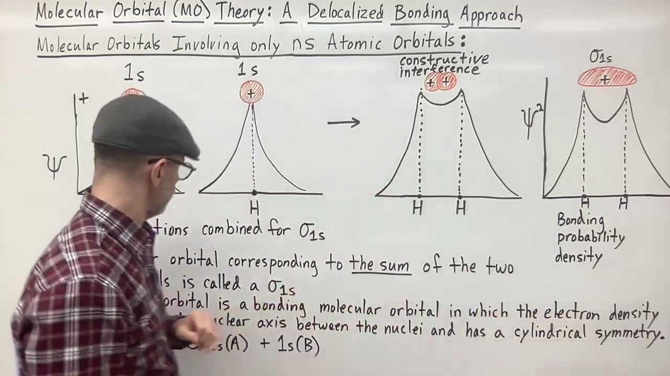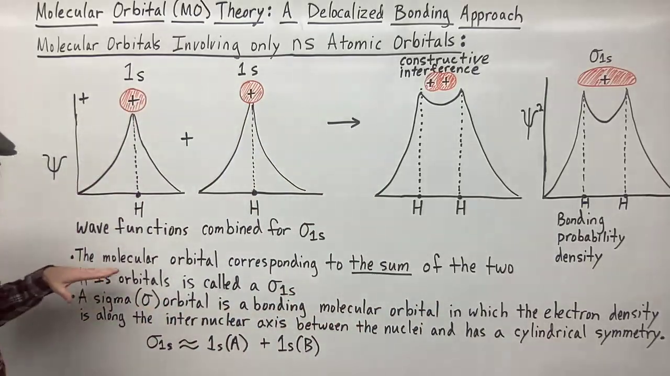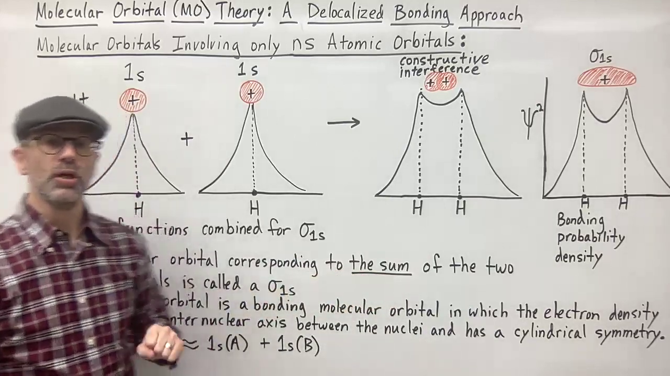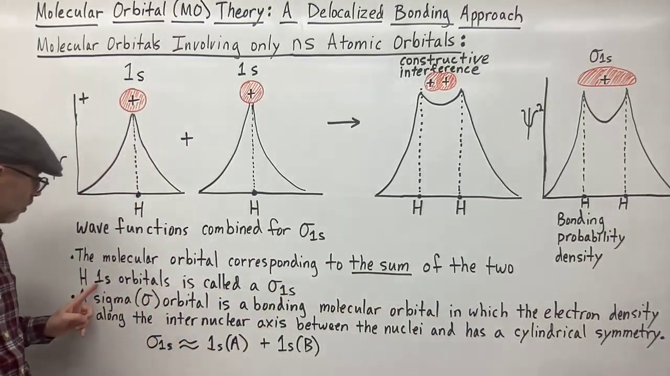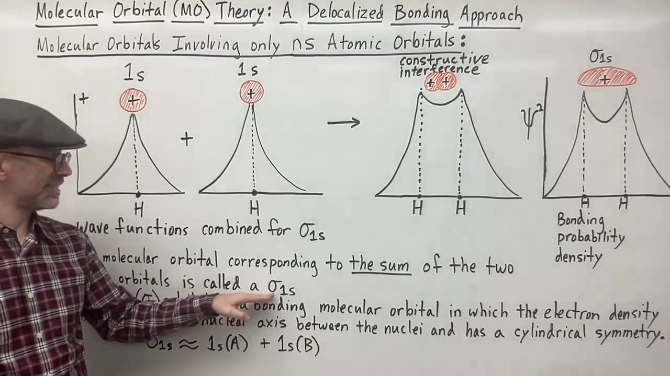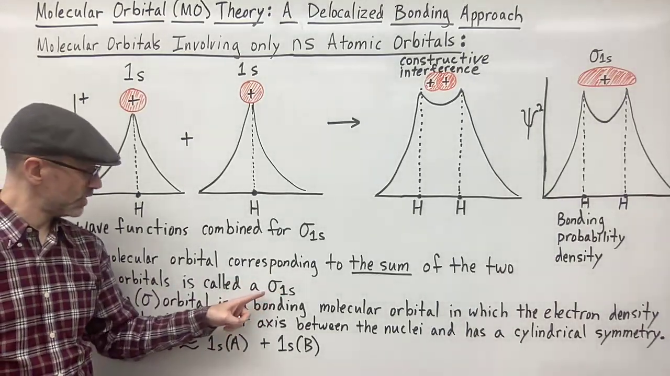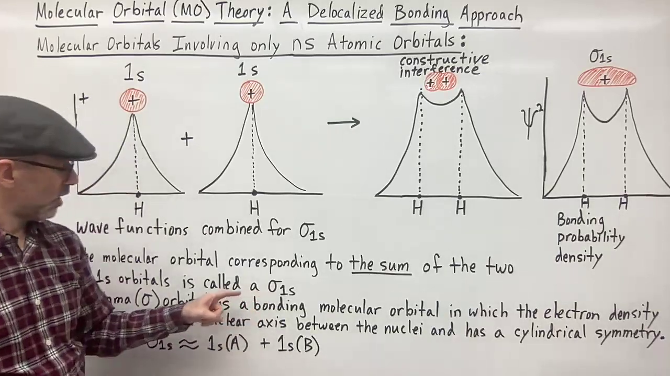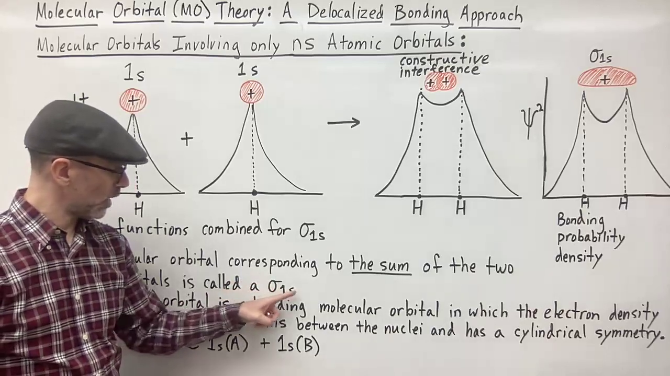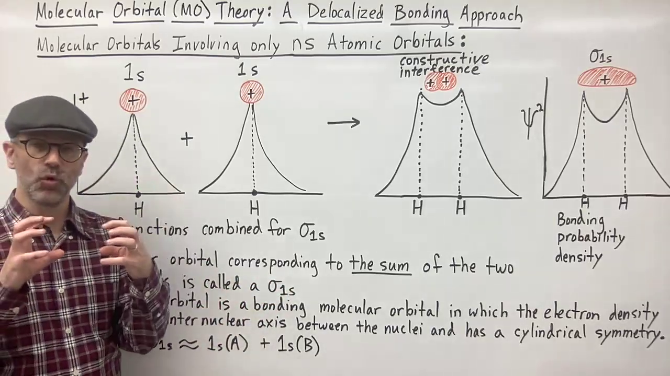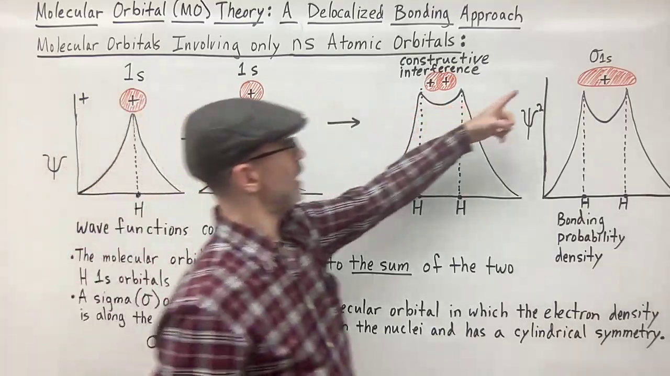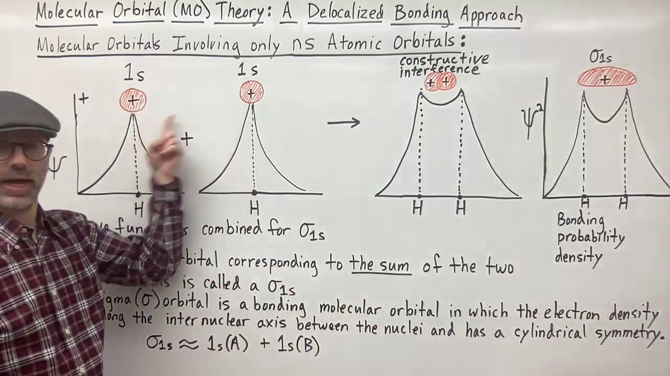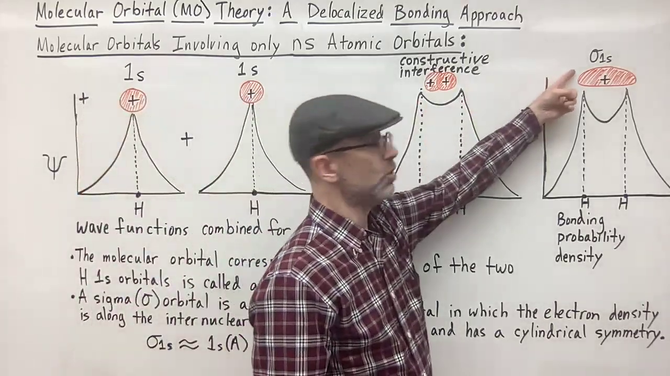There are a few things we want to say about this. The molecular orbital corresponding to the sum of the two hydrogen 1s orbitals is called the sigma 1s. That's how you pronounce it. This symbol is the Greek letter sigma, and so this is called sigma 1s. The two 1s orbitals combine to form the sigma 1s molecular orbital. So the two atomic orbitals, 1s, form the sigma 1s.